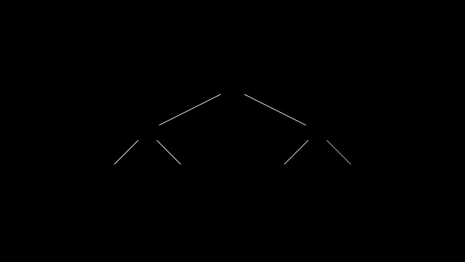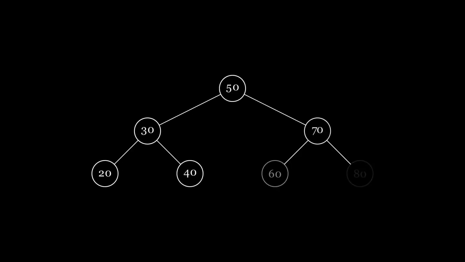A binary search tree adds one rule: for every node, all values in its left subtree are smaller, and all values in its right subtree are larger. That single property is incredibly powerful. To find a value, you start at the root and at each step you compare, go left if smaller, right if larger. Each comparison cuts the search space roughly in half. That's O(log n).